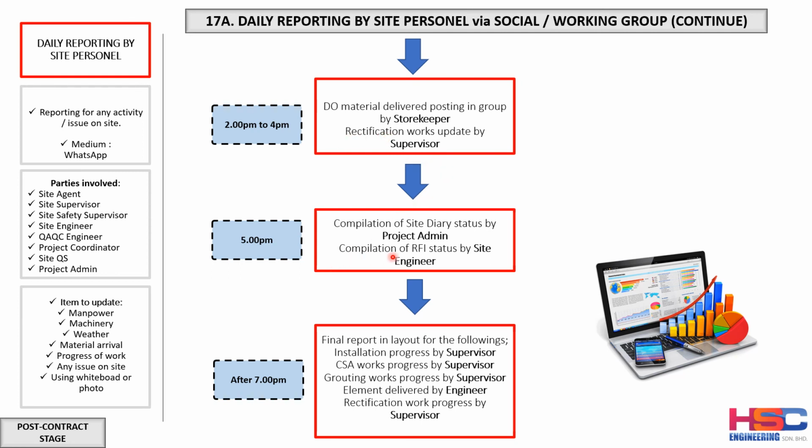Okay, at 5 p.m. is the compilation of the site diary by the project admin or the project engineer, and then the compilation of the request for inspection for the next day. Okay, and after 7 p.m. at night, the final report is laid out for the following day. This is the time you have to report back the installation progress by the supervisor, and the CS work progress completed, what things were completed for the day. Whether there is work to be continued at night or not, this is the time. By 7 p.m. it needs to be reported.